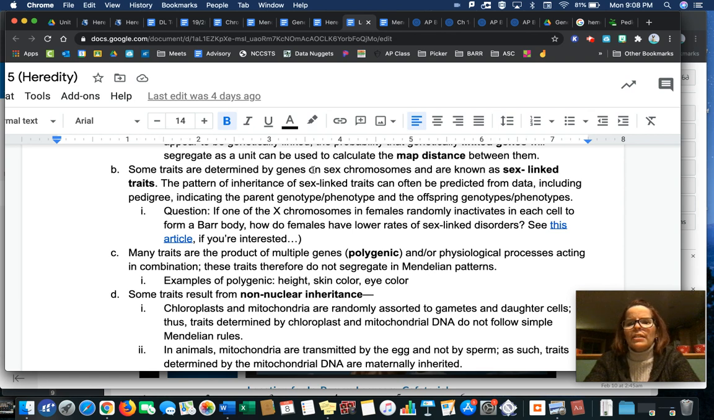Some traits are determined by genes on sex chromosomes and are known as the sex-linked traits. For the most part, every time that you see a sex-linked problem, it is going to be a trait that is carried on the X chromosome, but technically anything carried on the Y chromosome is also a sex-linked trait. And almost always it's going to be a sex-linked recessive trait, but not always. If it's sex-linked recessive, it's more common in males, and that's because females have that backup copy.